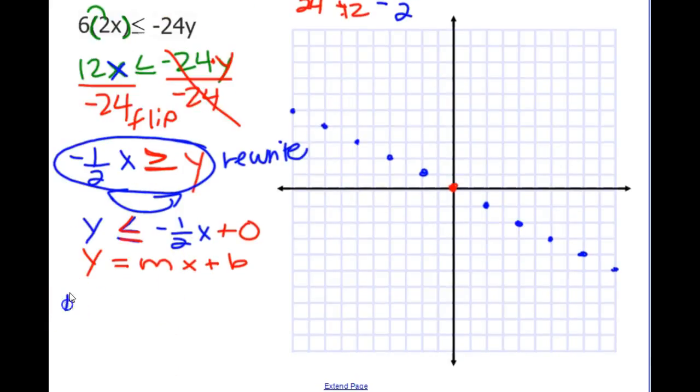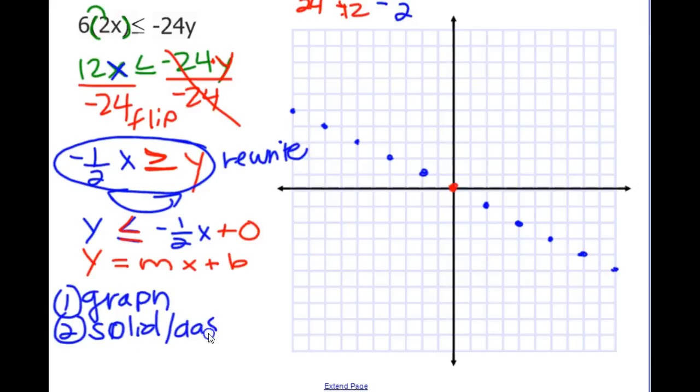So we graphed our line. Step 1 was to graph it. Next, we need to determine if it is a solid or a dashed line based on the inequality, less than or greater than. This one has the equal to, so it means it's a solid line. If it was just less than, it would be a dashed line. So this one's a solid.